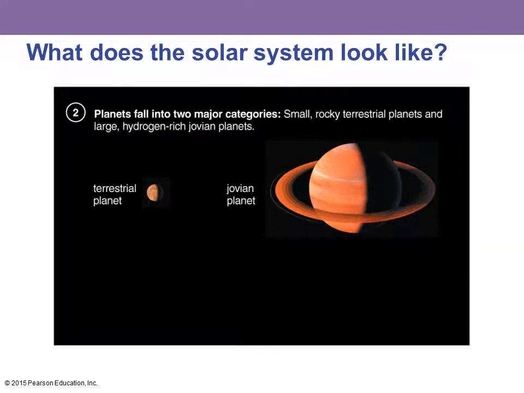The planets fall into 2 major categories, as we've just talked about, terrestrial and Jovian. There is a definite difference in the composition of the planets. There's also a definite difference in the size of the planets, as you can see from this diagram. Terrestrial planets are much, much smaller than Jovian planets.